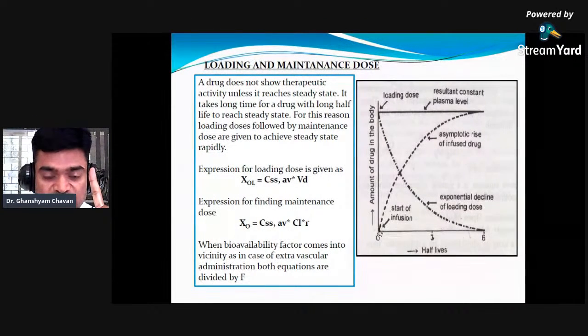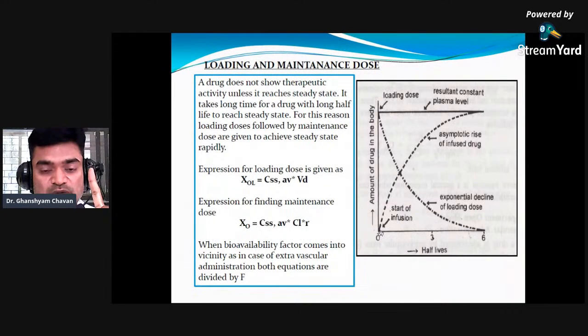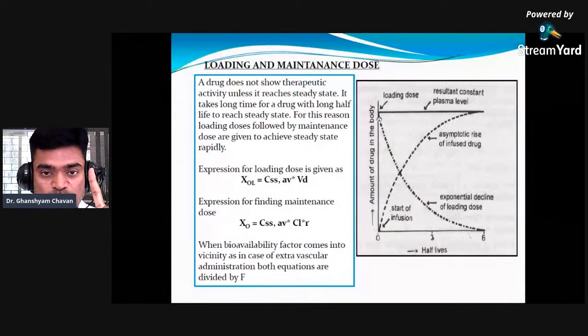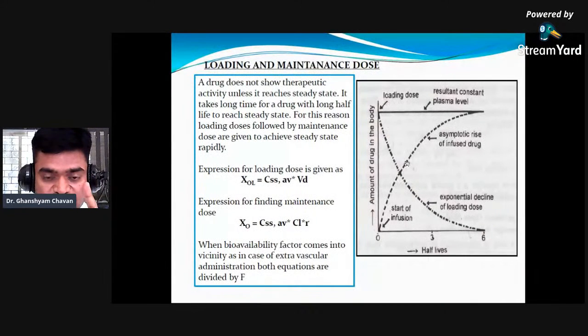At the same time you are giving the drug by infusion also, and it will slowly increase the concentration like this. At this point, this is the half-life of your loading dose. Here it will start to increase the effects, meaning the concentration will not go down, it will start to rise again. Constantly it will increase the concentration of the drug in your body.